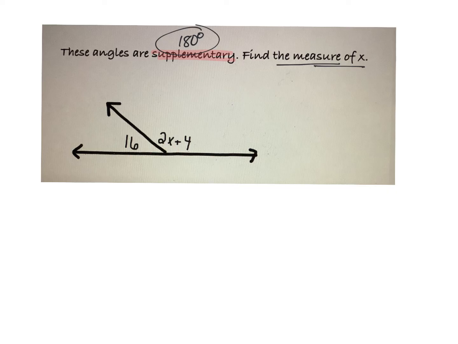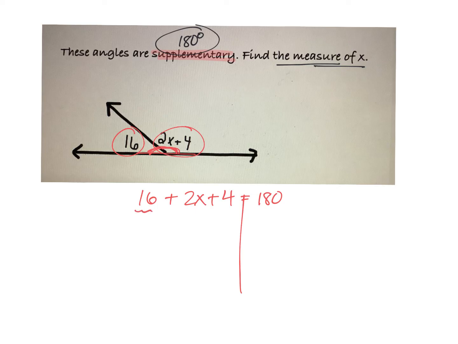If I took this one and this one, I always try to draw like a little curve. If I took this part and this part, it makes a half circle or a straight line, which is 180 degrees. So I can write an equation and say this one, 16, plus my other one, 2x plus 4, together they have to make 180 degrees. I just wrote an equation. Now I'm going to solve it.